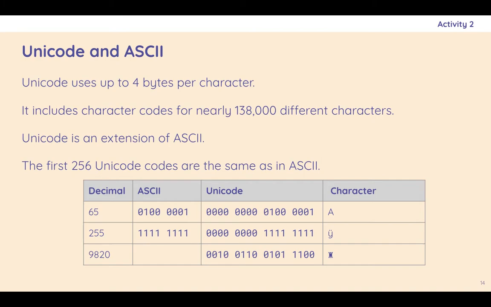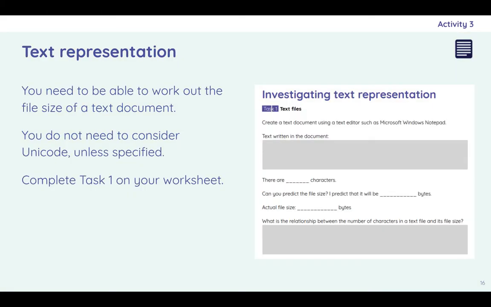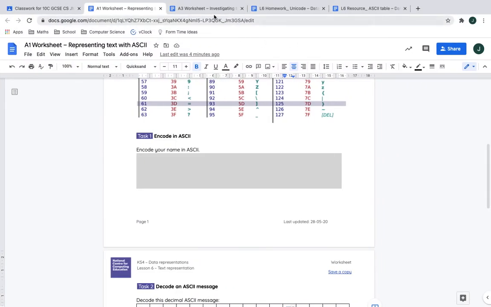So Unicode uses up to 4 bytes per character. At the moment, it has character codes for 138,000 different characters, but 4 bytes is 32 bits. So you have many, many more representations that are essentially unused. Unicode is an extension of ASCII. So the ASCII values are just inside Unicode, and then they just added all these other values. The first 256 codes are the same as ASCII, which essentially means they're backwards compatible. That's why Unicode is an extension. It's backwards compatible. So now you're going to look at text representation in the Activity 3 worksheet.